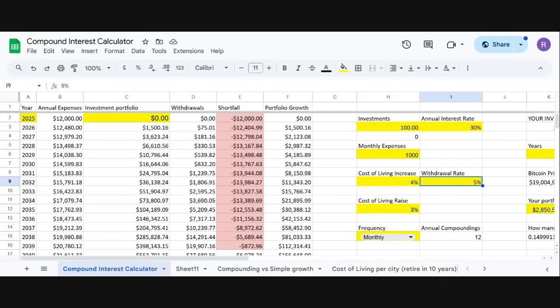Maybe you'll want to withdraw less, maybe you'll want to withdraw more. We don't know what your cost of living increase is going to be every single year. Maybe you won't be able to afford the $100 per month. These numbers are just to help you plan in case things go your way. Most things won't go your way.